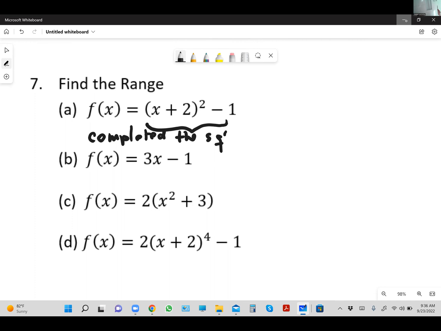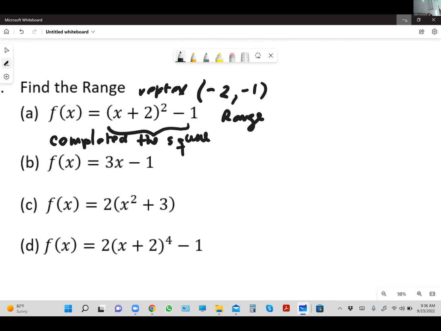So now we know that this is vertex form. You know that the vertex is going to be -2, -1, right? What's the range going to be then? What are the allowable y values?